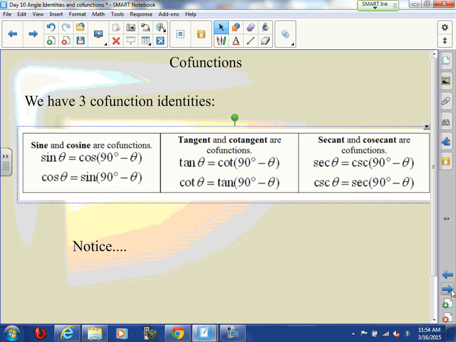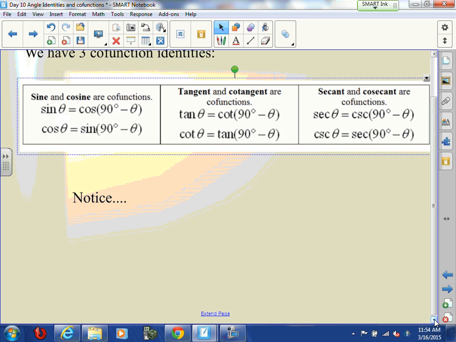Cofunctions. How you guys doing back there? Need a little help? Okay. I'll be back there. Help you in a minute.